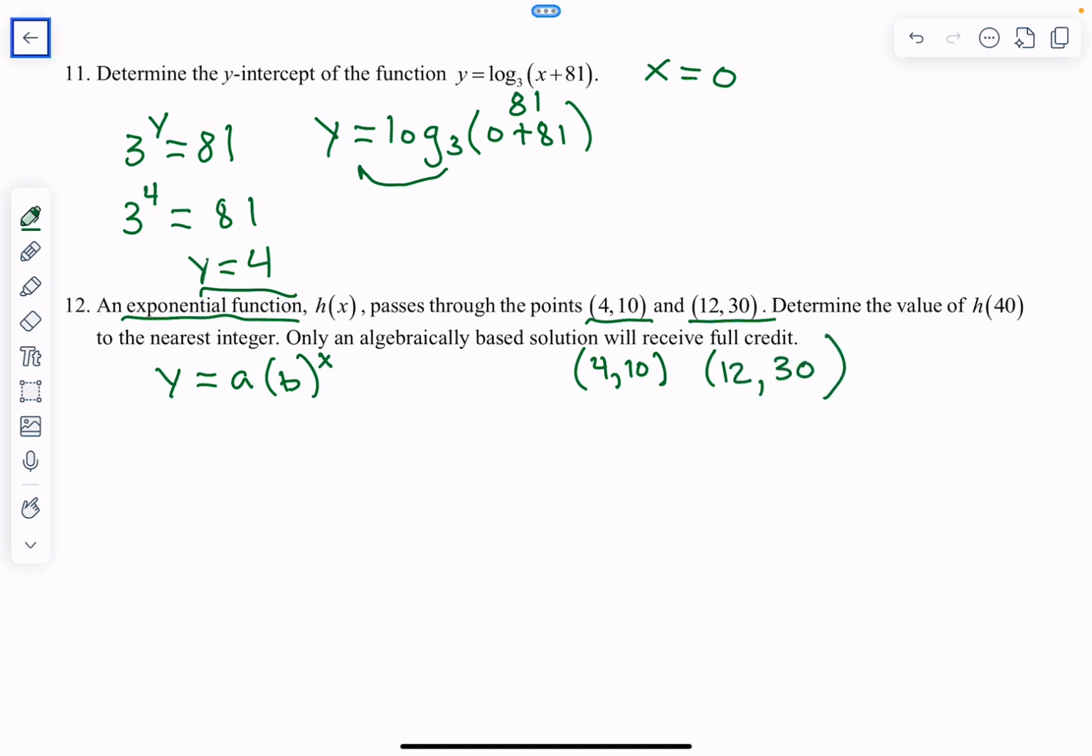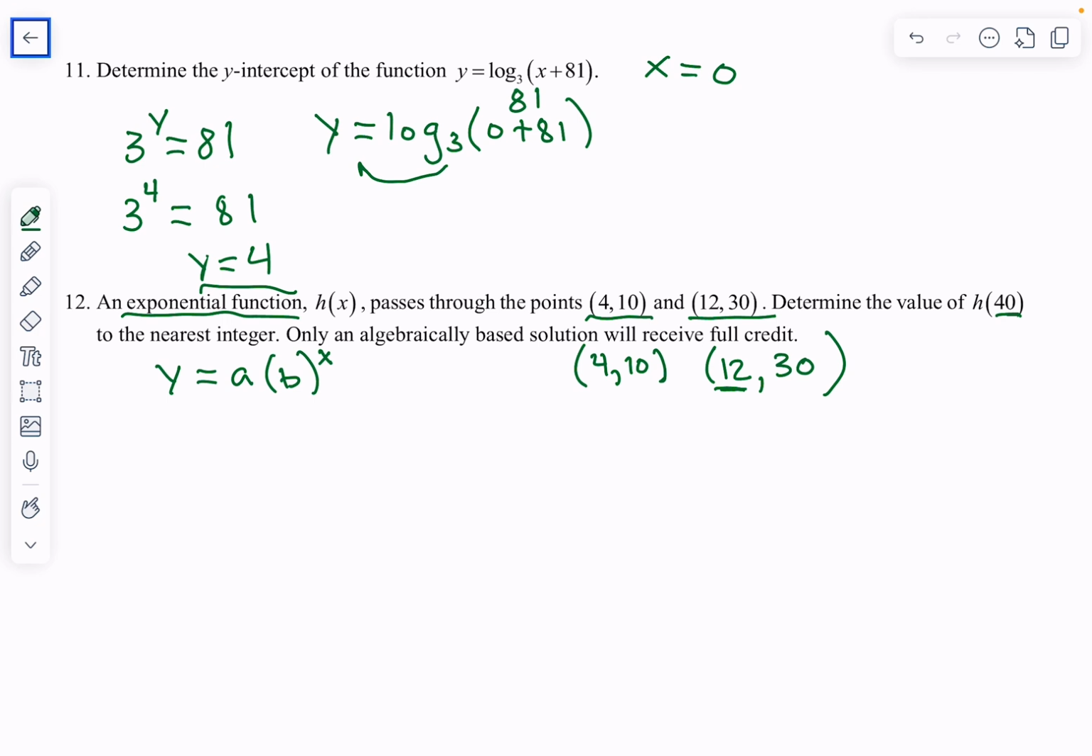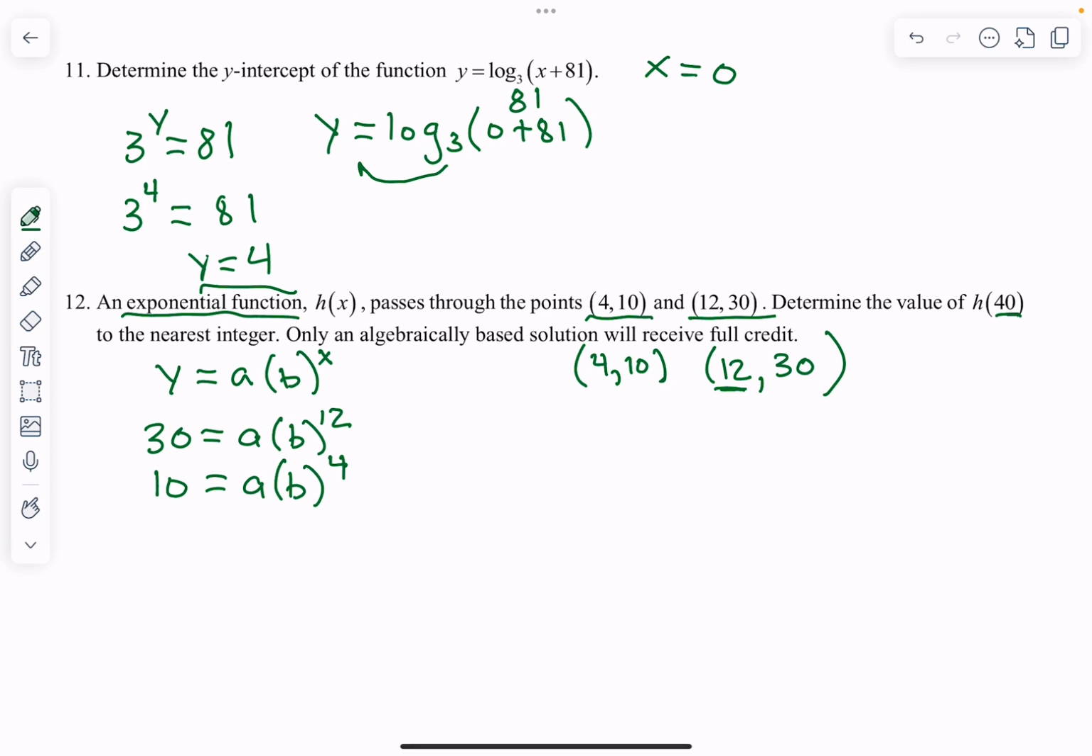Okay, so we're going to go through the whole thing and we're going to come out with an equation, and then we're going to plug 40 in for x at the end. Okay, so remember I said to put the bigger number on top for x. So we're going to say 30 is equal to a b raised to the 12th power. Right, and then we're going to do the second one, which is 10 is equal to a b raised to the 4th power. Okay, now we can divide these.